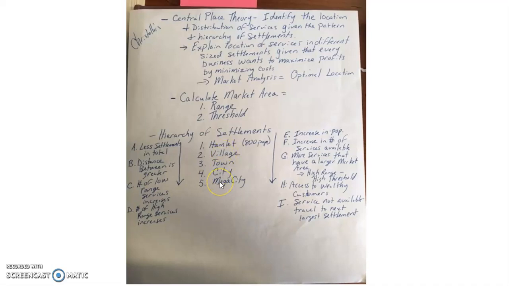That's because for, let's say, a Gucci or a Louis Vuitton or a Rolls-Royce dealership, a person's willing to travel a lot further to gain those services. So those are typically located in your cities or your mega cities. People tend to travel greater distances to go to services that are in city and mega city.